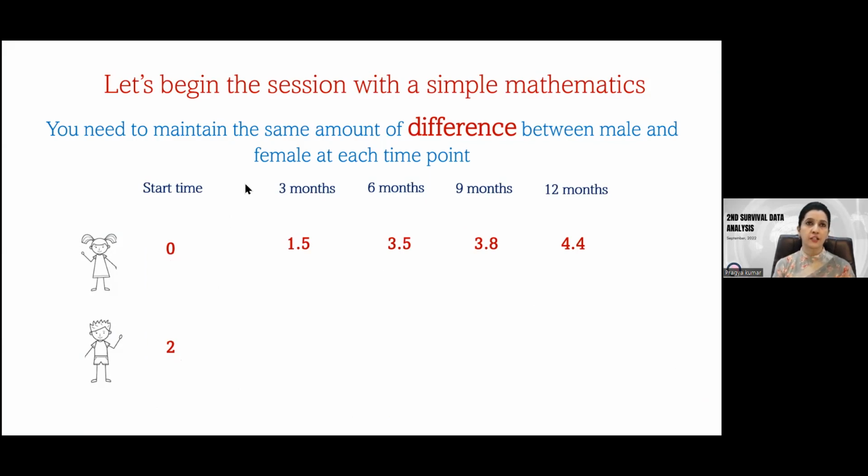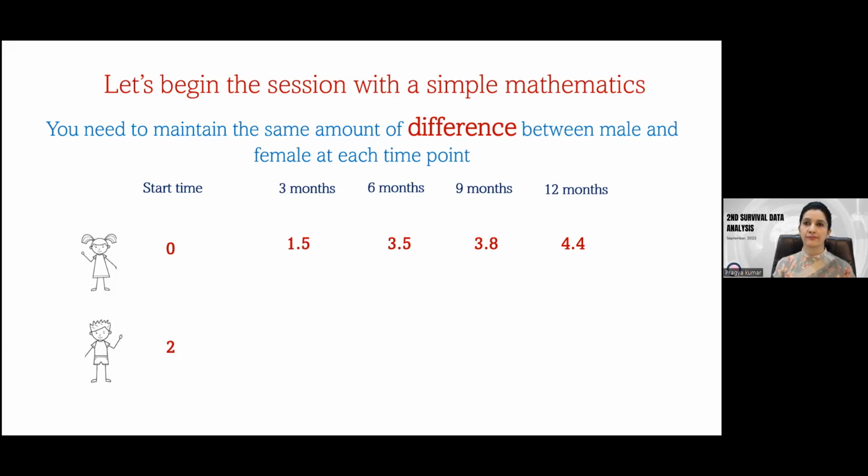And if I need to maintain the same amount of difference between male and female at each time point, so there are various time points like start time, which we can take as 0 time. Then there is 3 months, 6 months, 9 months, and 12 months. So if I have to maintain the same difference between the measurement of a boy and a girl, what value should I type here at 3 months? All of you, please type in the chat box.